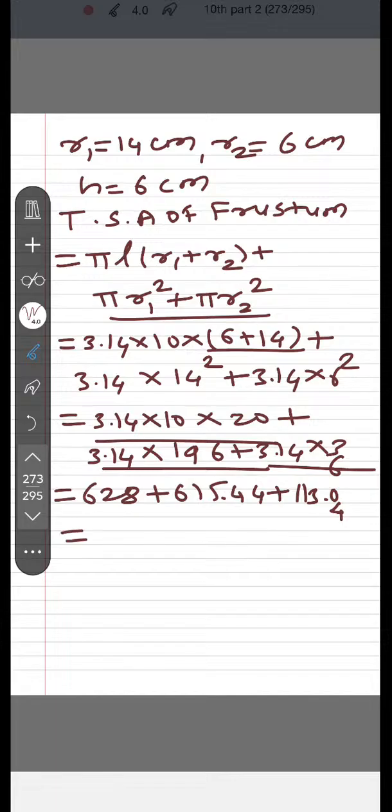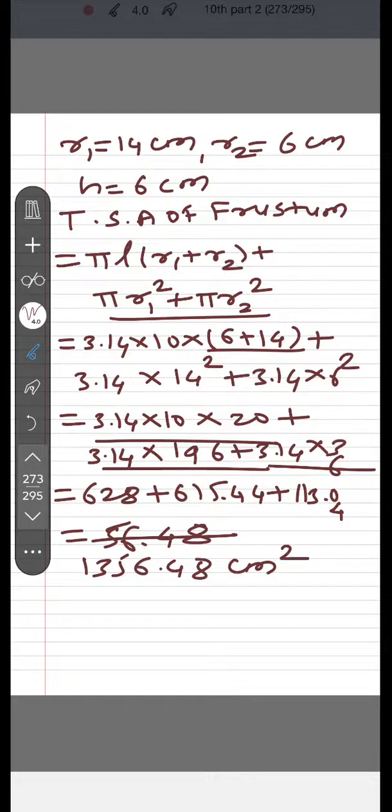Let's add all of them. So 4 plus 4 is equal to 8, again 0 plus 4 is 4, in decimal form 3 plus 5 is 8, and 8 plus this 8 is equal to 16, so carry forward 1. 1 plus 2 is 3, then 3 and this 2 is equal to 5, and again 1 plus 6 is 7, 7 plus 6 is 13, so 1356.48 centimeter square. That is the total surface area of the frustum.